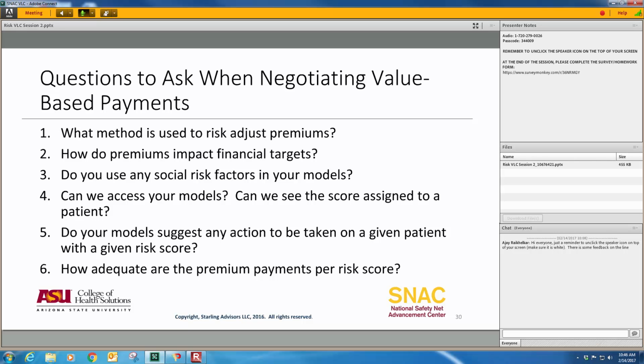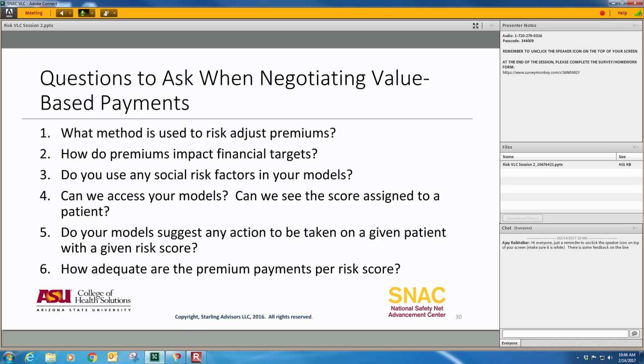Again, that may not be the most useful information in terms of presenting it to a clinician to drive change, but understanding our relative risk load as assigned by the provider can be useful and valuable. Does their model suggest any action to be taken on a given patient with a given risk score? So if I told you that it was a HCC 81, is there an expectation that that patient would receive any particular care protocols that they find to be useful and effective?